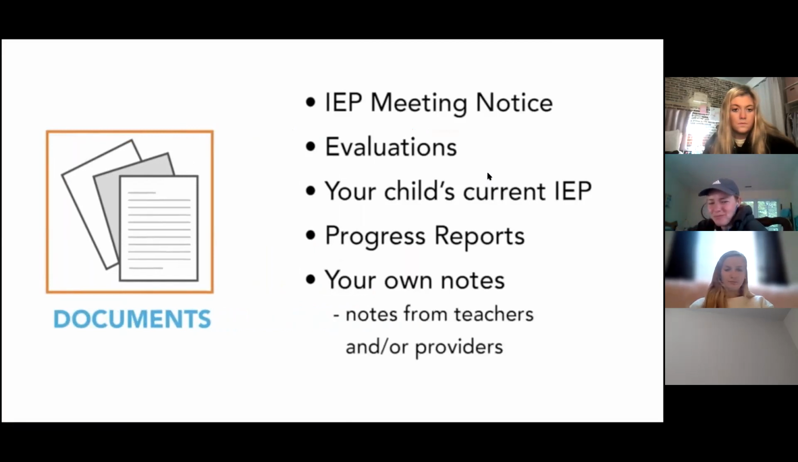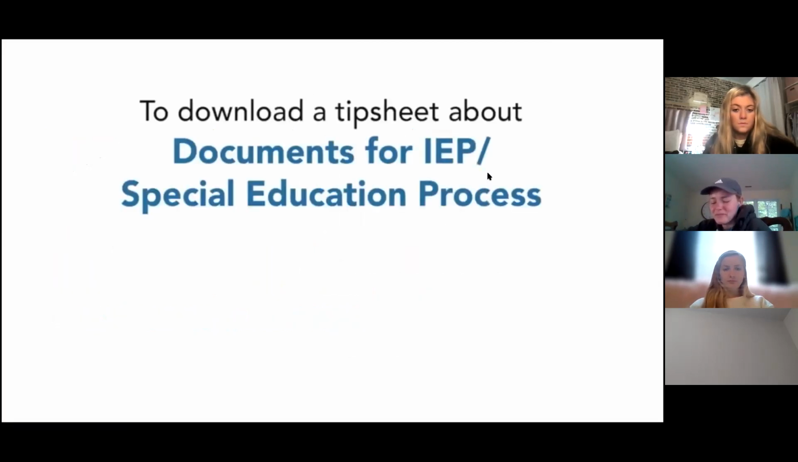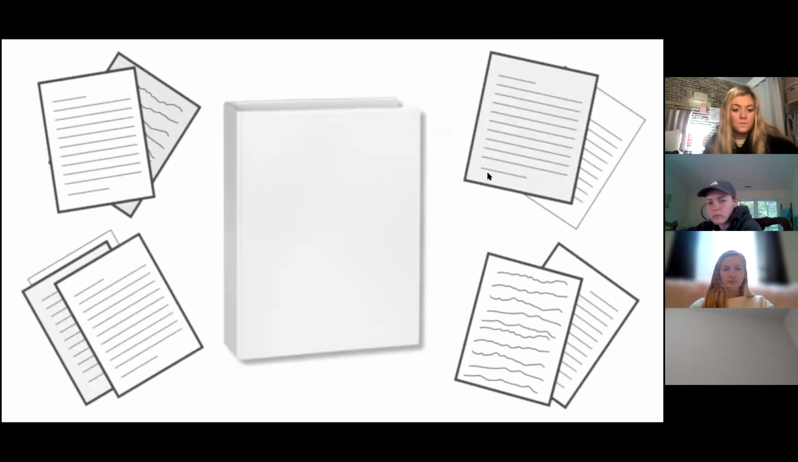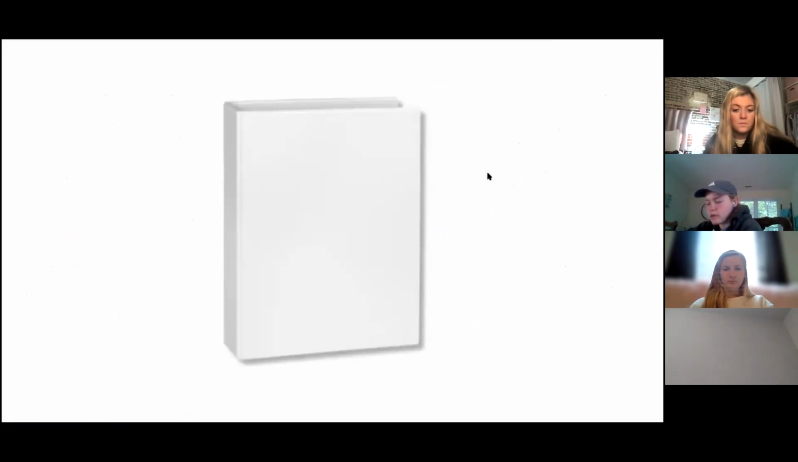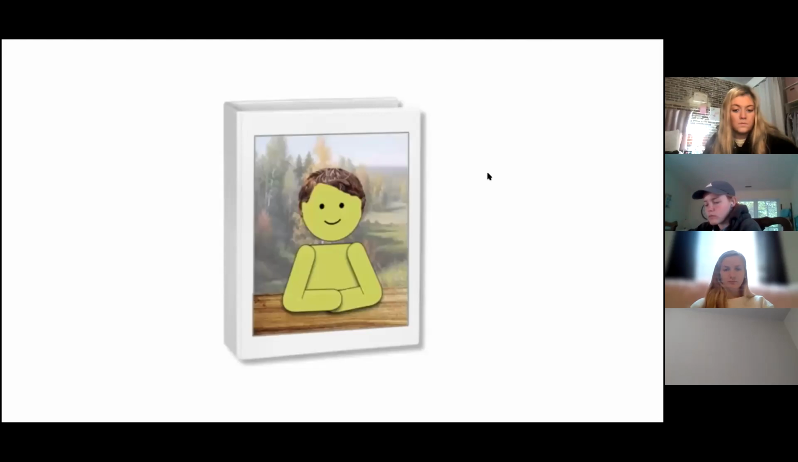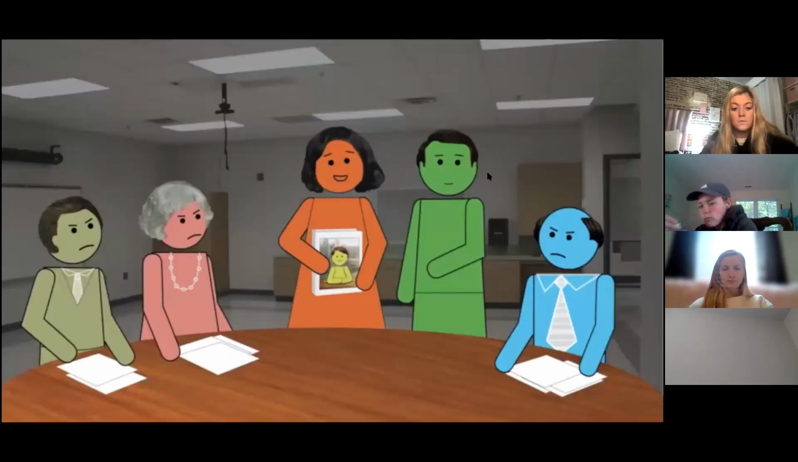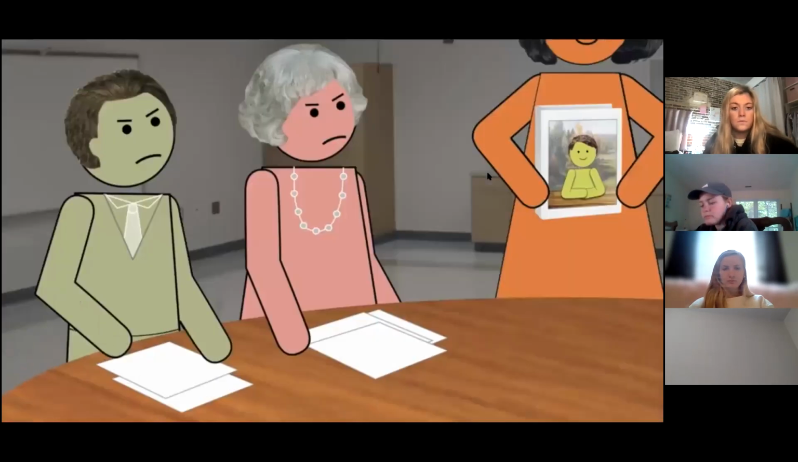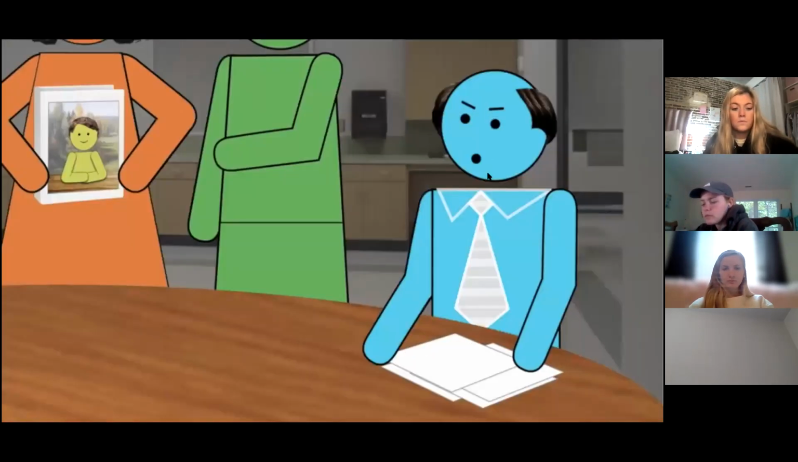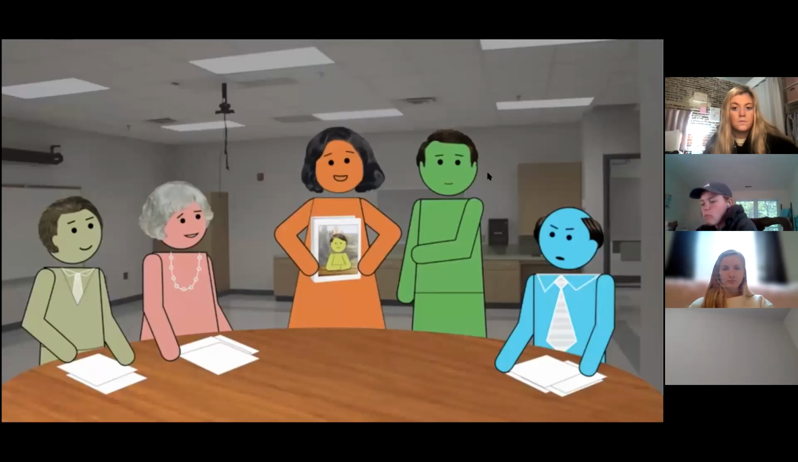These may include notes from teachers, service providers, and even samples of your child's work. To learn more about the types of documents and paperwork that are part of the special education process, go to this link on the website and download the tip sheet. You will want to gather all of your documents in a binder or folder. Put your child's picture on the cover of the binder. Walking into a meeting with your binder is flat out fierce. It shows the team that you value the meeting and are committed to your child's education and progress.